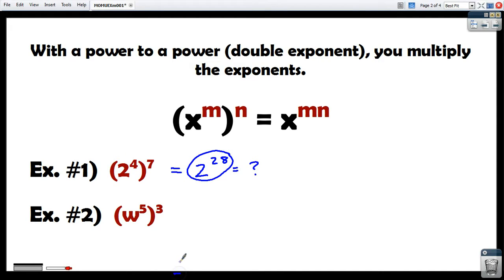Same thing here. On this problem, w to the 5th power, the whole thing in parentheses to the 3rd power, again, we just multiply the exponents. 5 times 3 is 15, so this would turn out to be w to the 15th.